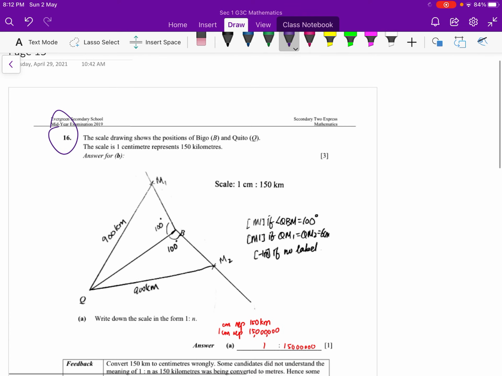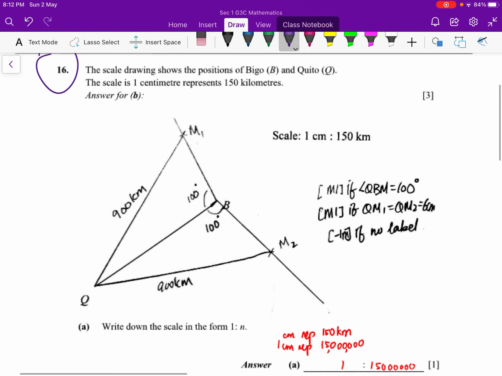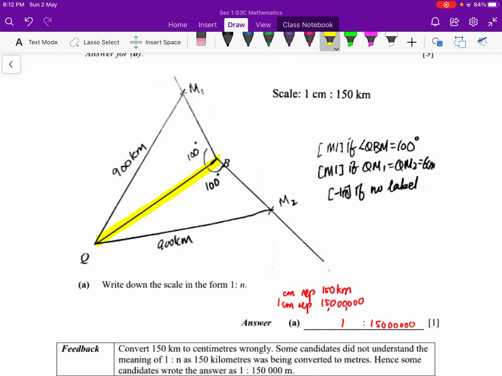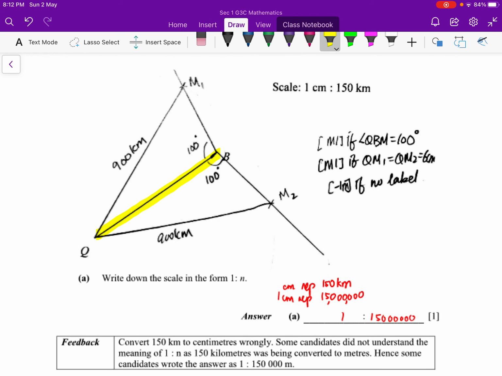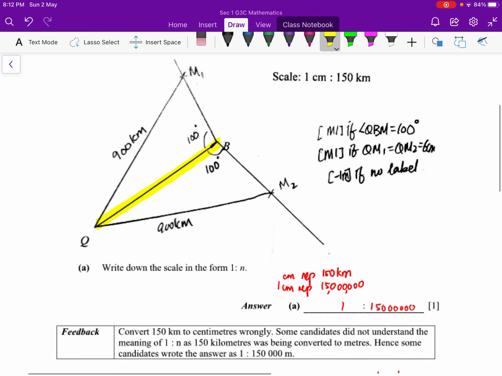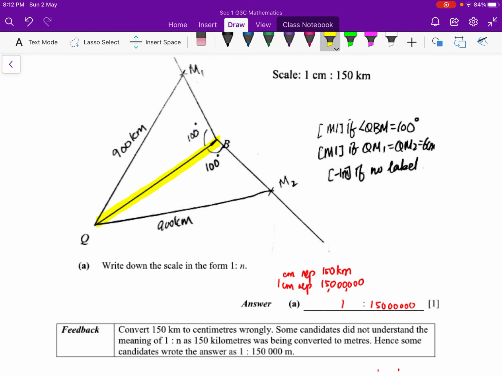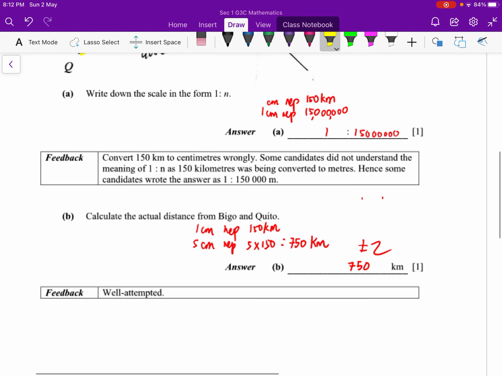Next, a scale drawing shows the positions of these 2 points, B and Q. So this is what you originally have. Then they tell us that there is a scale. 1 cm represents 150 kilometers. Now write the scale in the form 1:n, which means we do not want any units. If we don't want any units, the units have to be the same first. So we need to convert our kilometers to centimeters. So do a conversion, and this is the answer.